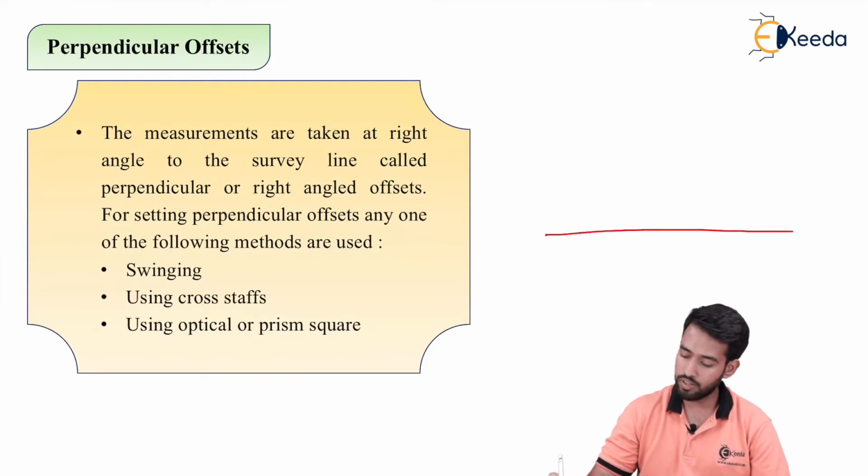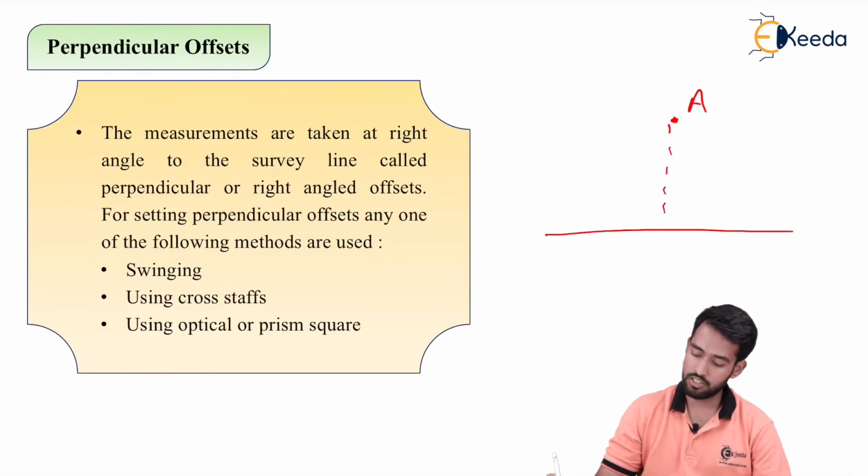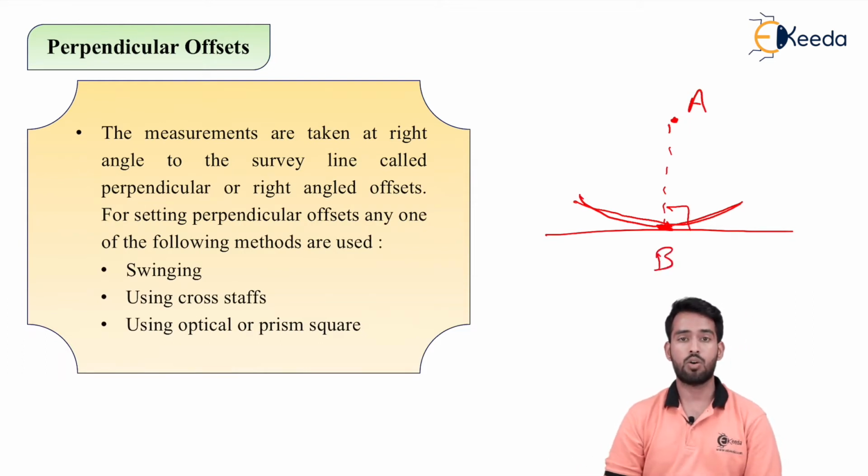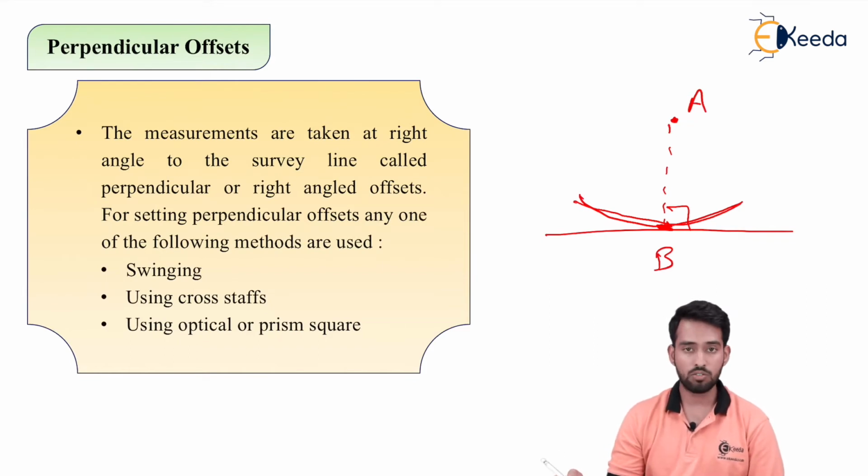First is swing. From A, I have to establish a perpendicular offset. So calculate the distance, and we can simply swing a chain or tape to establish this perpendicular offset at B. Next is using a cross staff. Now there are two types of cross staff: one is the open cross staff and another is the French cross staff.